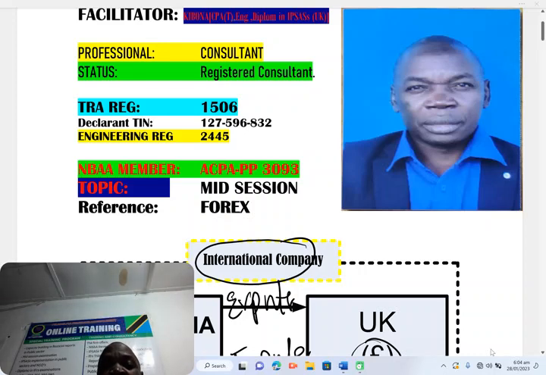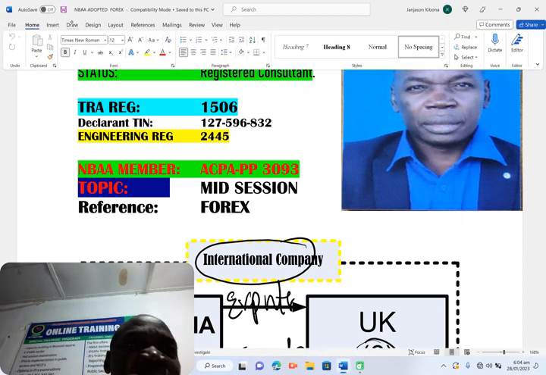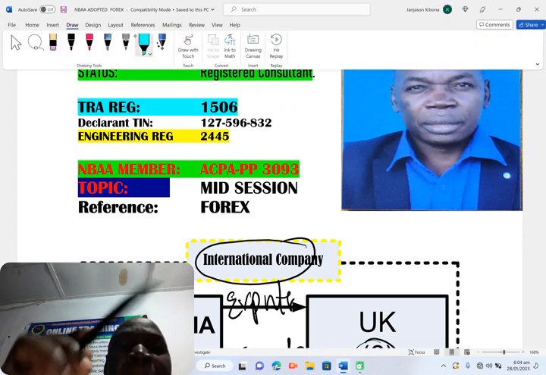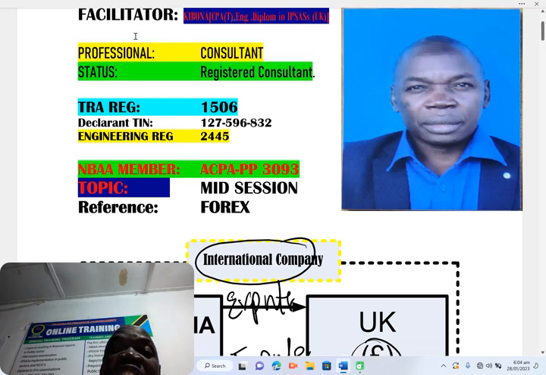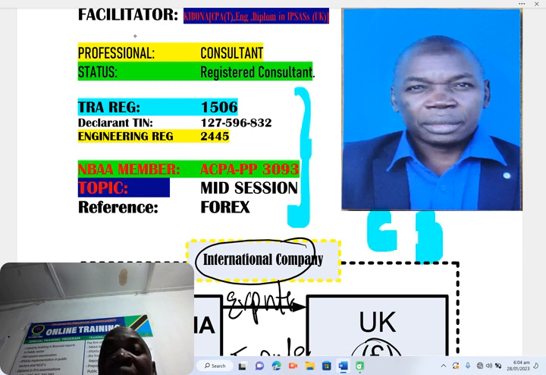What we're about to see is how you can prepare yourself for the mid-session examination. Mid-session exam for C3 corporate finance.